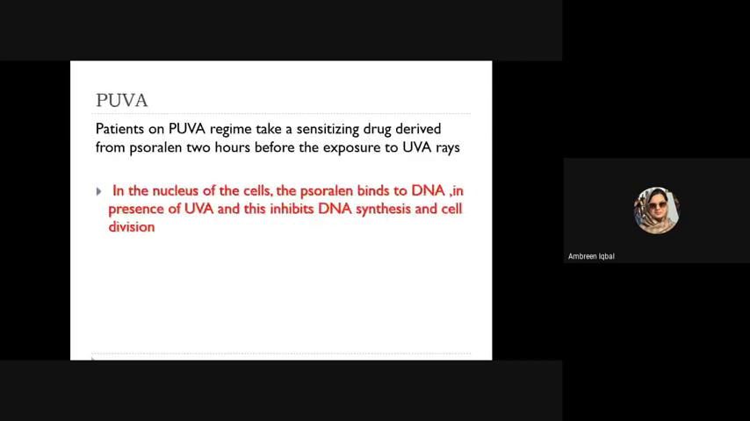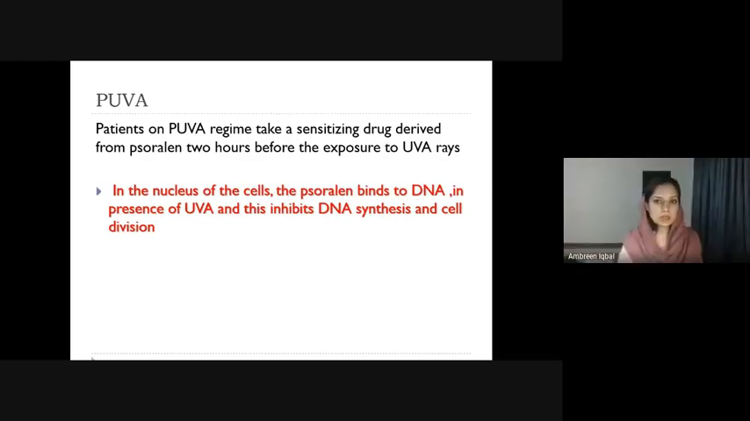Psoralen ultraviolet A. The patient on Psoralen ultraviolet A regimes takes a sensitizing drug, delivered from Psoralen, 2 hours before the exposure to ultraviolet radiation. Psoralen in the nucleus of the cells binds to the DNA in the presence of ultraviolet A and thus inhibits the DNA synthesis and prevents the cell division.